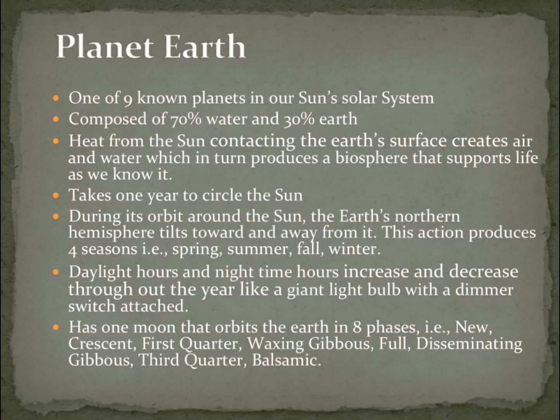Planet Earth is one of 9 planets in our Sun's solar system, and is composed of approximately 70% water and 30% dry land. Over 1 billion years ago, heat from the sun in contact with planet Earth's surface created air and water. This combination of elements produced the biosphere, in which we now live.